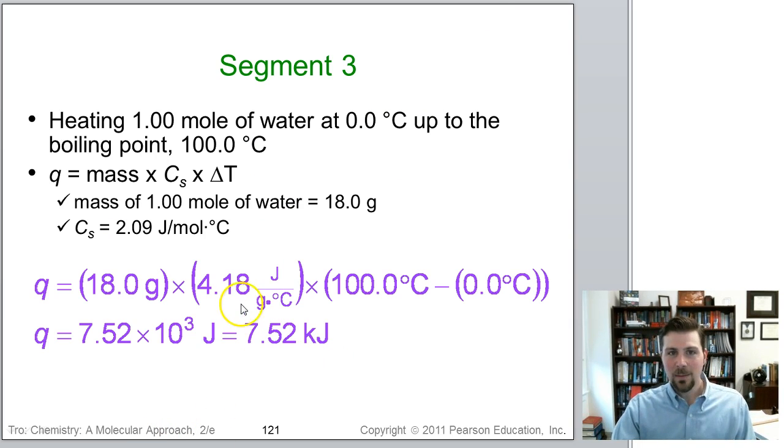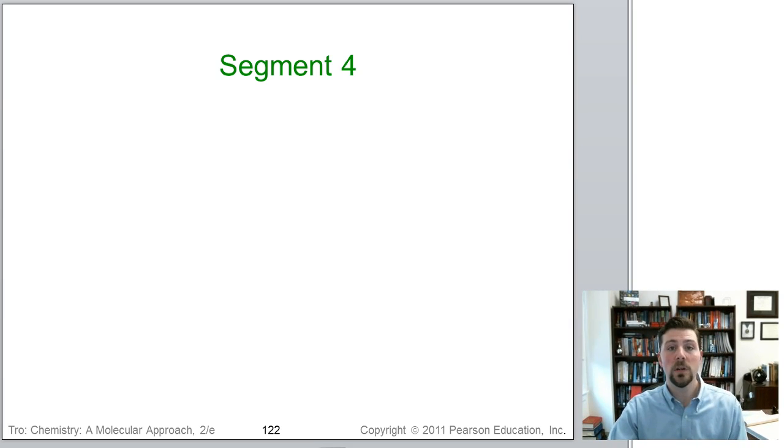Okay, so we can calculate how much heat is needed. Take the number of grams you have, since we have 1 mole, it's just 18 grams, and multiply by 4.184, and then the change in temperature, the final, which is 100 degrees, minus the initial, which is 0, and then you'll get 7.52 kilojoules. That's the amount of heat needed for segment 3, raising the temperature from 0 up to 100. Why did we stop at 100? Because that's where the next phase change happens, and that's what segment 4 is.